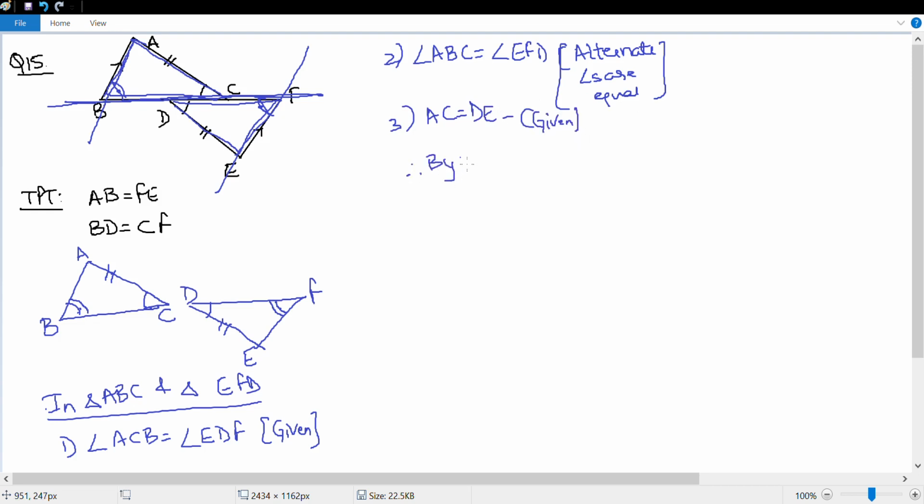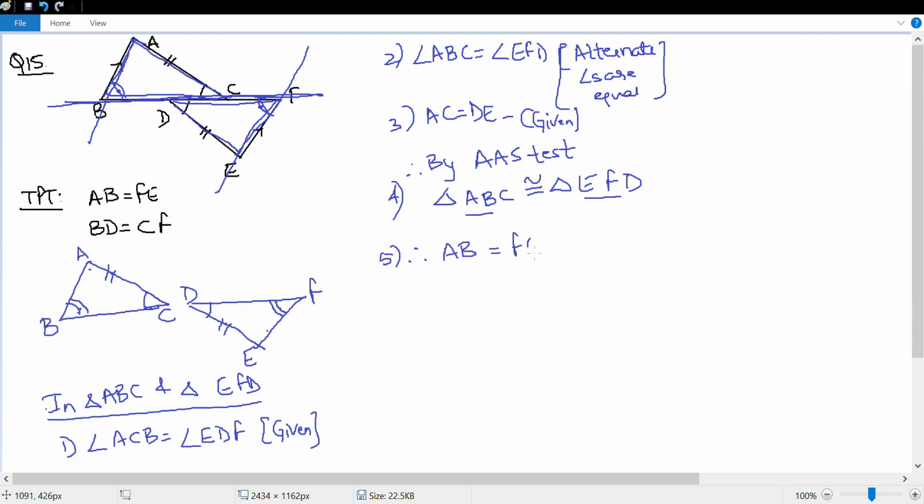Therefore, by AAS test, triangle ABC is congruent to triangle EFD, where A corresponds to E, B is the double line, which means it corresponds to F, and C corresponds to D. So that's my number 4. Now I will be able to prove my first part. Number 5 would be, therefore AB is equal to FE. This is CPCTC.